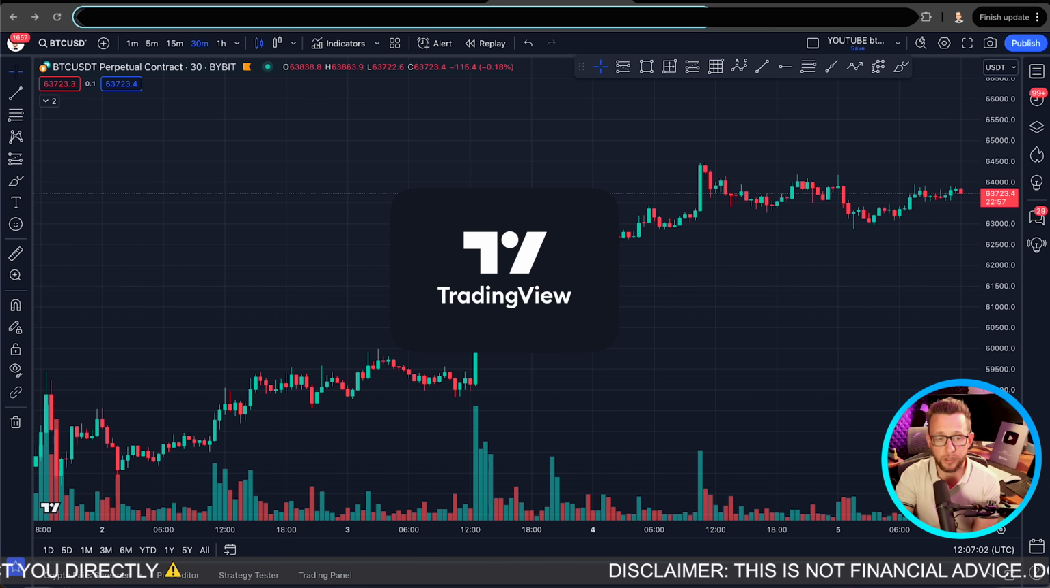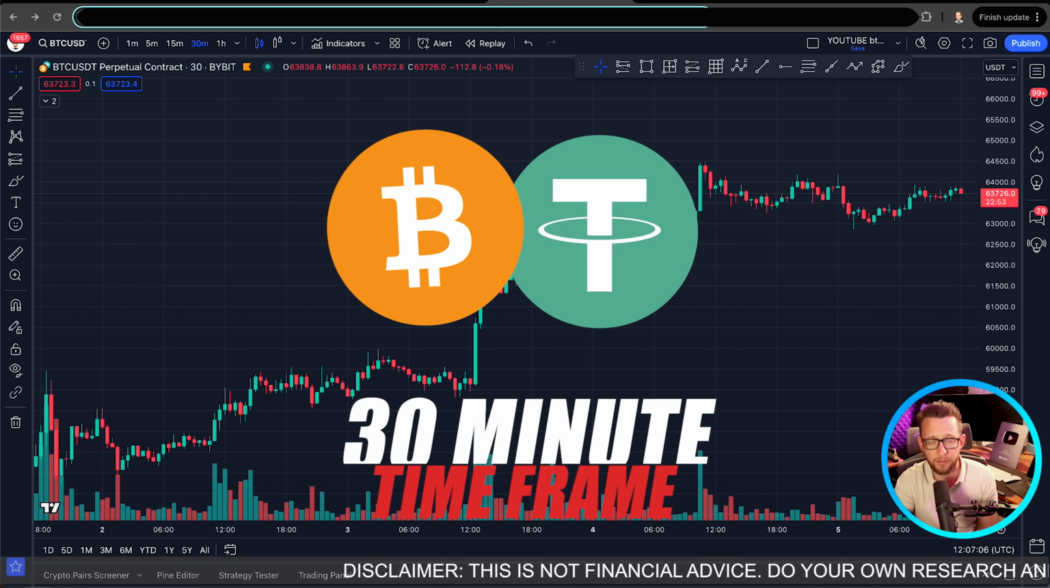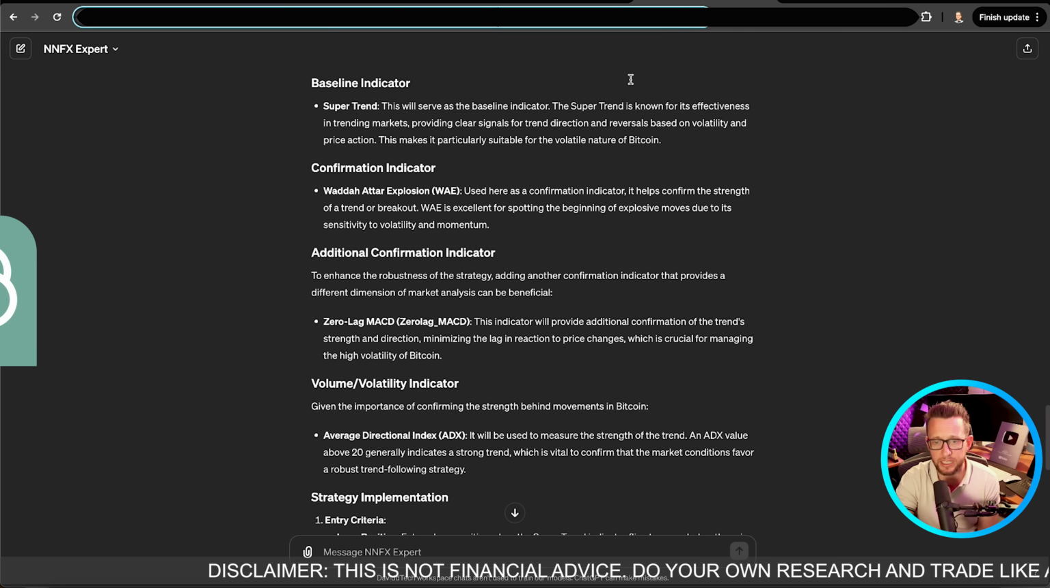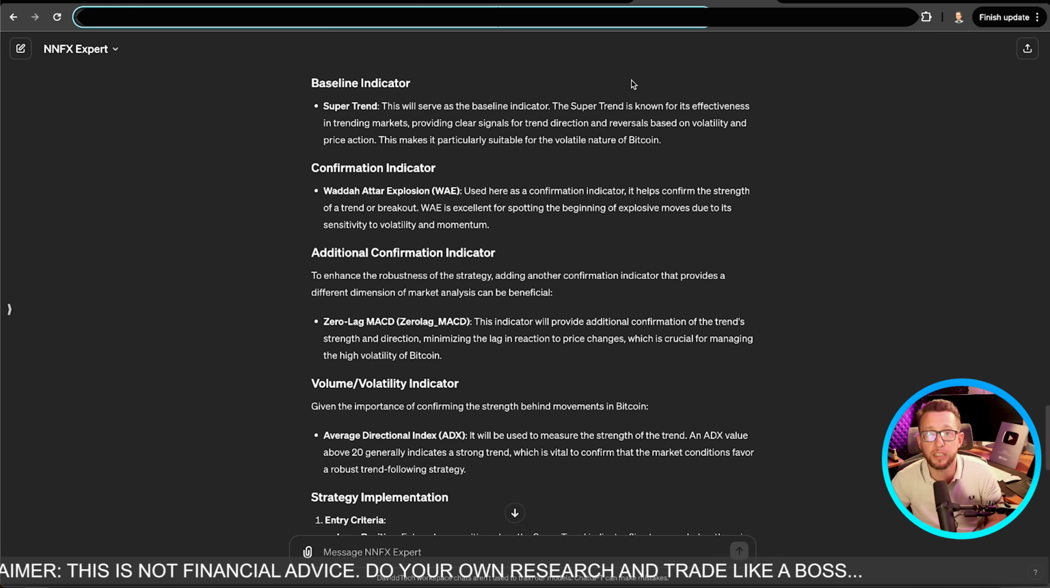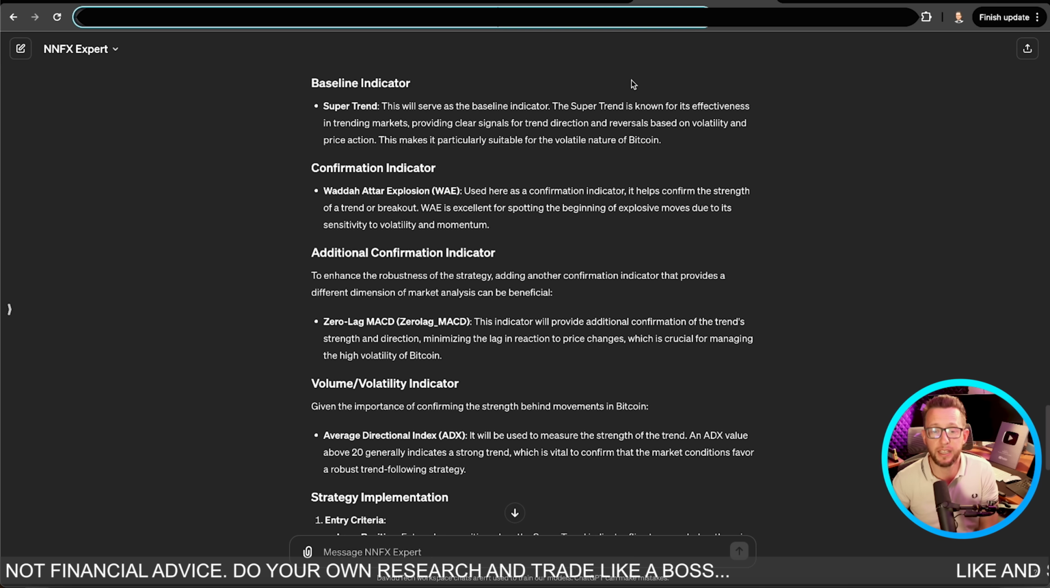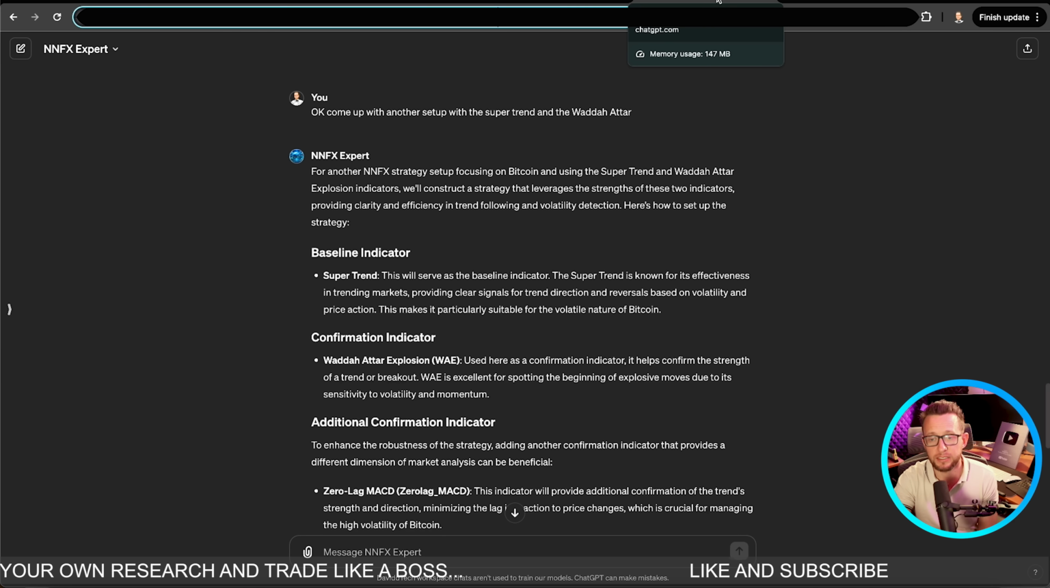Right, let's go over to the screen and have a look at this trading strategy. Right, here I am on TradingView. We're on BTC USDT on the 30-minute time frame. Now, to come up with this trading strategy, I asked ChatGPT, a predefined ChatGPT that I fine-tuned to include all of the indicators from the David Tech website, which is based on the NNFX rules.